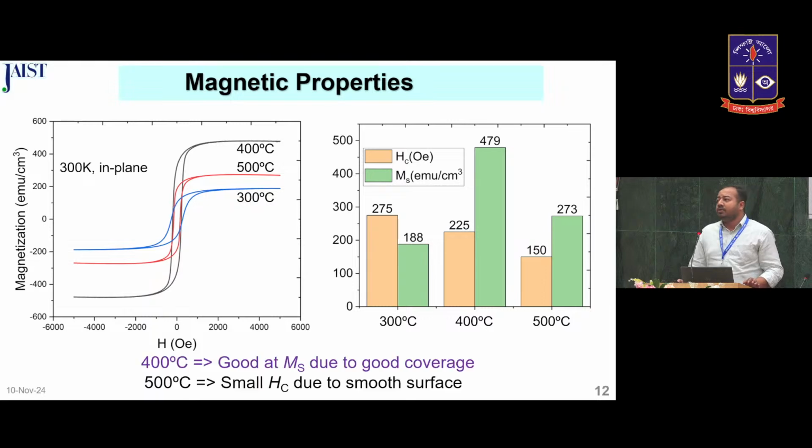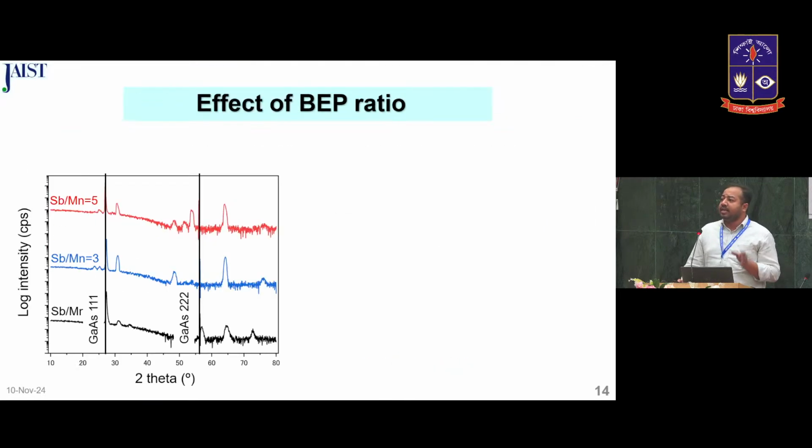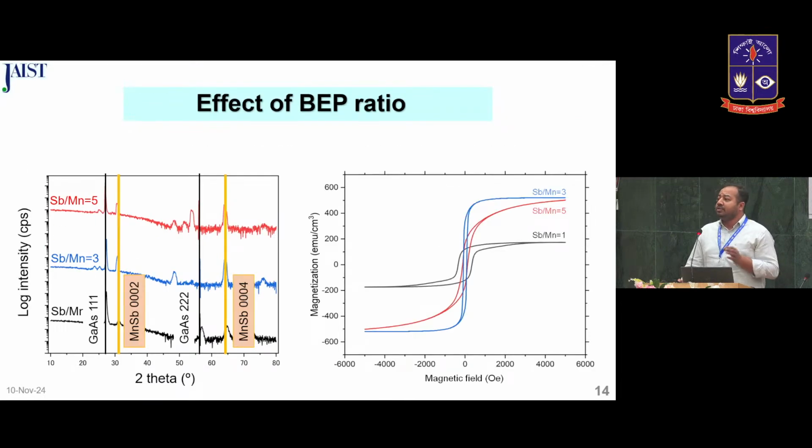Here in the XRD, we also confirmed our manganese antimonide 0002 as well as 0004, and the antimonide to manganese ratio of 3 BEP showed very strong, high magnetic saturation as well as very low coercivity.